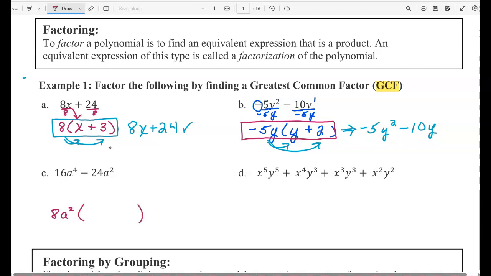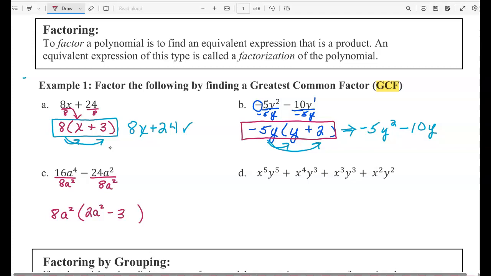And then I'm setting up these mini division problems and working them through. You don't always have to write this out, but it's good practice until you get the technique down. And then we're working these through. 16 divided by 8 is 2. 8 to the 4th divided by a squared is a squared minus 3.